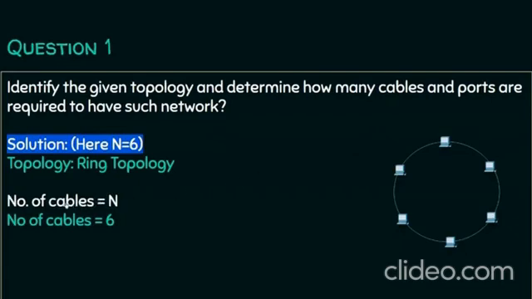We know that if n is the number of nodes, then the number of cables that are required is also 6. Therefore, we need 6 cables in a ring topology. For this topology, now we will see how many ports are required.